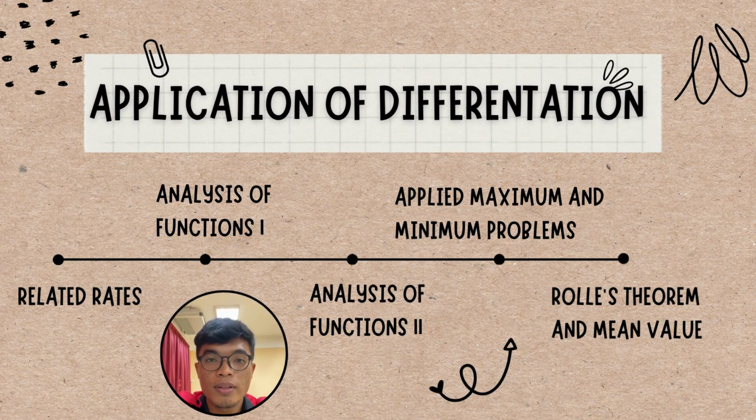There are also many types in application of differentiation. One of them is related rate, which is our chosen topic to be presented. Other than that, we have analysis of function 1, analysis of function 2, applied maximum and minimum problems, and last is Rolle's theorem and mean value.